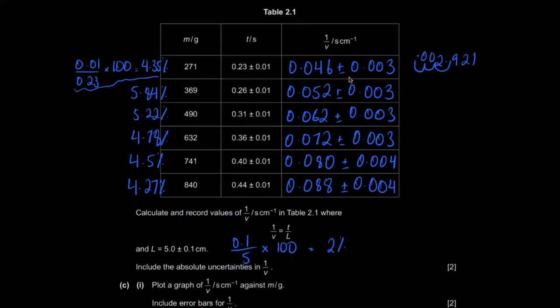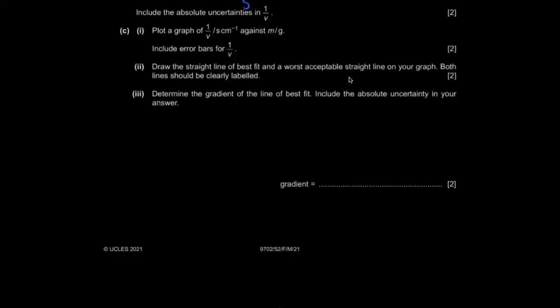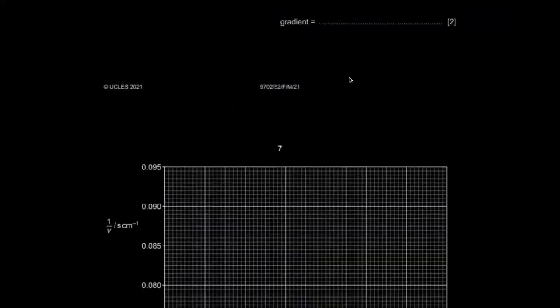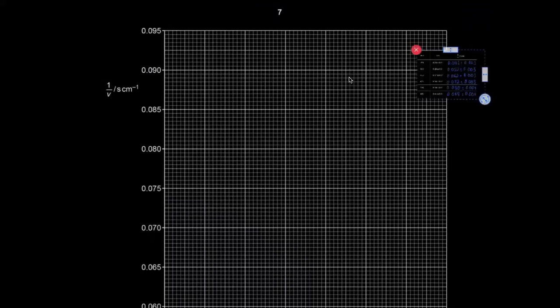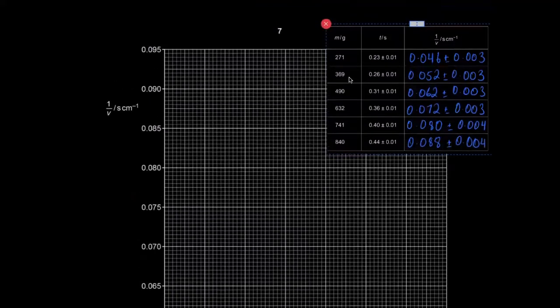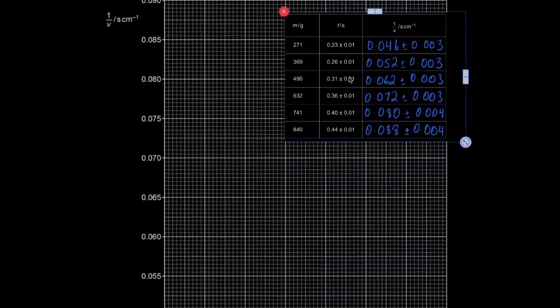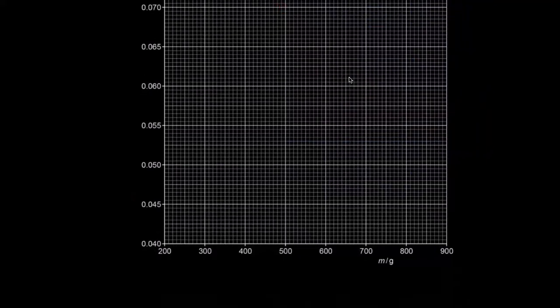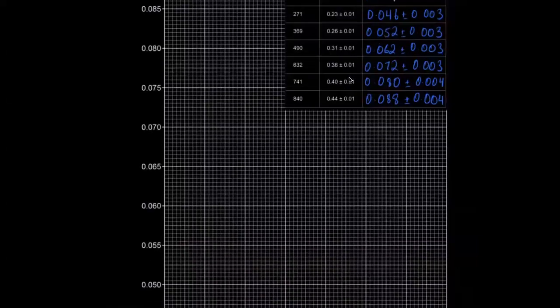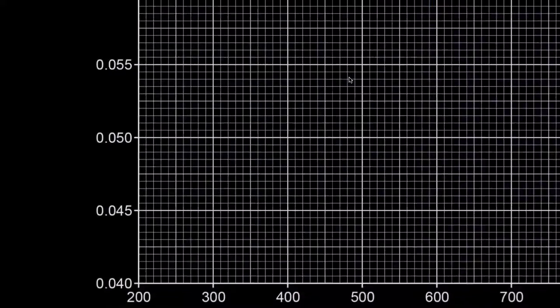And for the graph, we have to plot the mass against the time. Right? So even though I don't want to, I would have to take the time as well. Include error bars for 1 upon v. So when the mass is 271, the 1 upon v is 0.046. So first, let's locate 270. So 250, 260, 270. So 271 would be more or less in the same position. And then if we talk about the y-axis, so this should be 0.046.